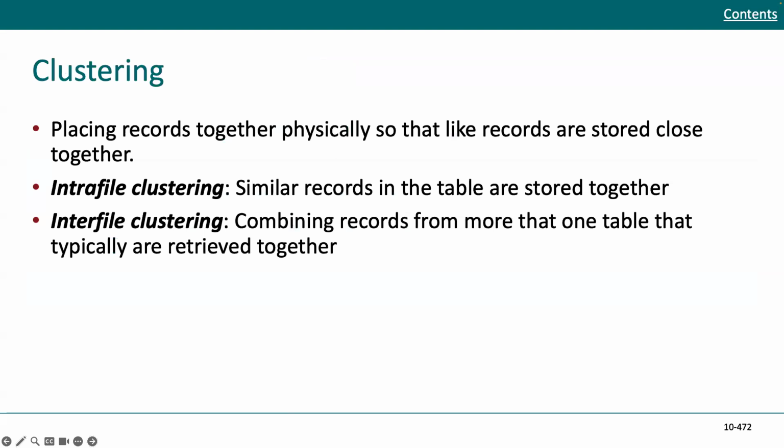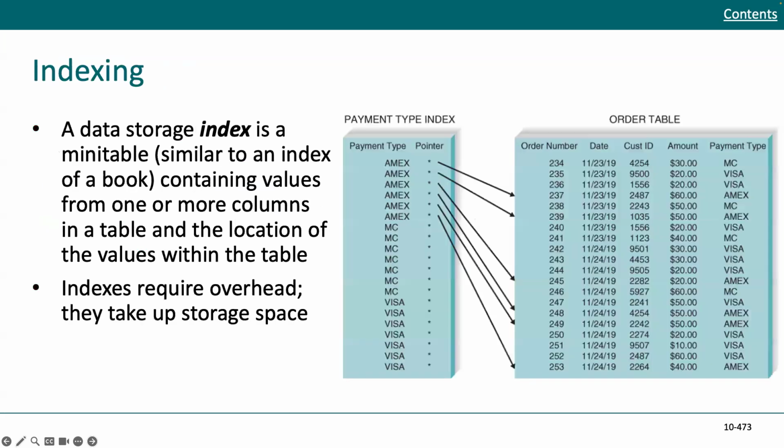Okay, for clustering, this gets into placing records together physically so that like records are stored close together. We can be thinking about intra-file clustering, where similar records in the table are stored together. And then we can have inter-file clustering, which combines records from more than one table that typically are retrieved together. So the more you know about how this database is going to be utilized, the more that's going to help you with optimization.